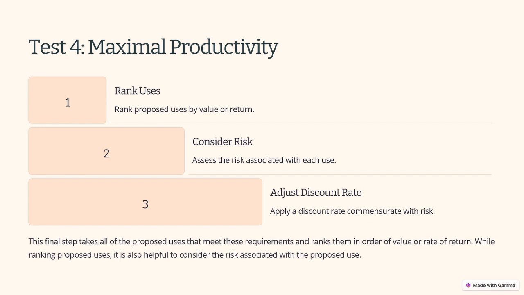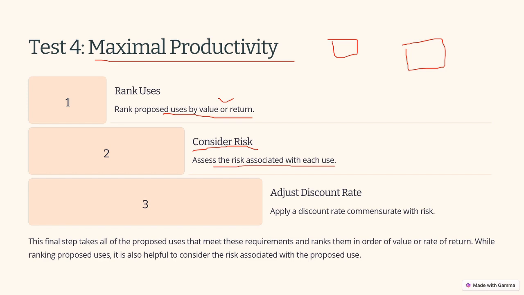And then the last one, maximal productivity. So you rank the uses by value or return. So you determine different uses, then you rank them according to the value or return, then consider risk, assess the risk associated with each use, and adjust discount rates, apply a discount rate commensurate with the risk.